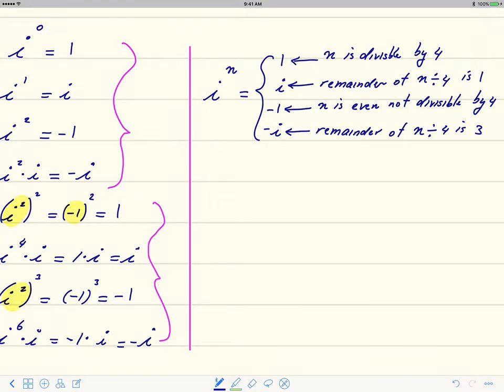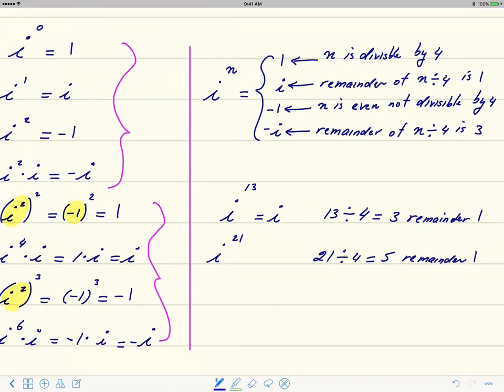So, for example, let's take i to the power of 13. If I take 13 divided by 4, then I get 3 remainder 1. So the answer is going to be i, based on what we just said. If the remainder after dividing by 4 is 1, then the answer is i. i to the power of 21, let's see, 21 divided by 4 is 5 remainder 1. Again, the answer is going to be i.